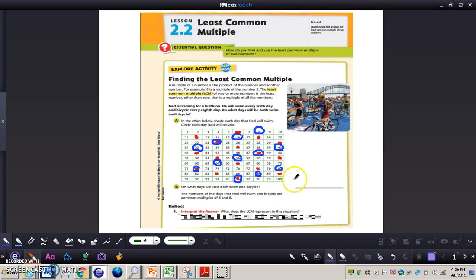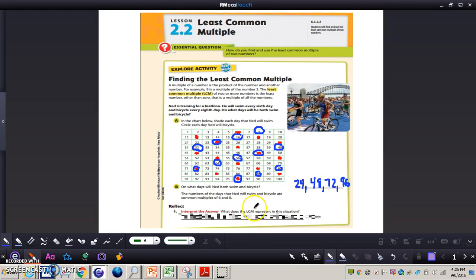So on what days will Ned both swim and bicycle? We can see 24 because 24 is both shaded in and circled. We can also see 48 is shaded in and circled as well. And we can see 72. And then finally 96. So these are all common multiples of both 6 and 8. Alright, so we can see that right here.